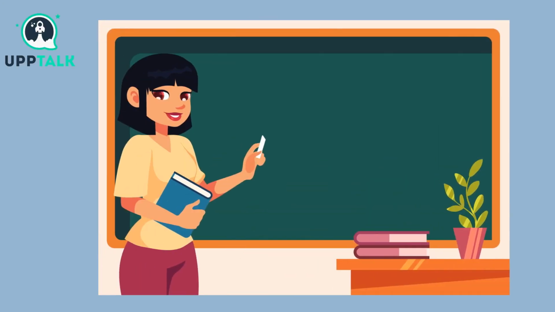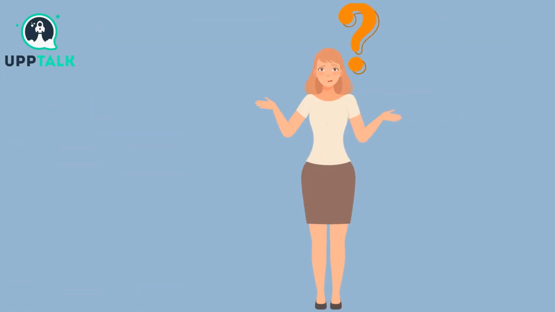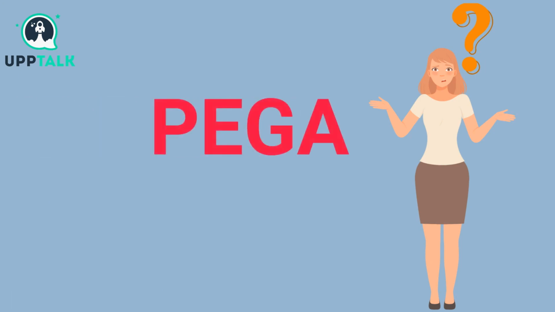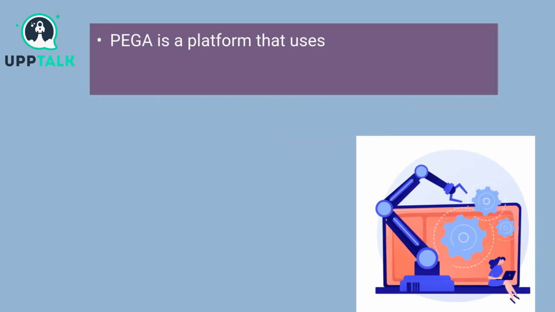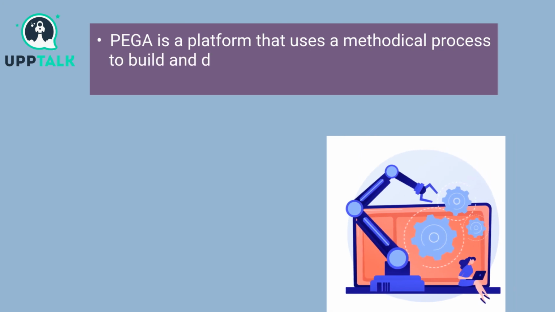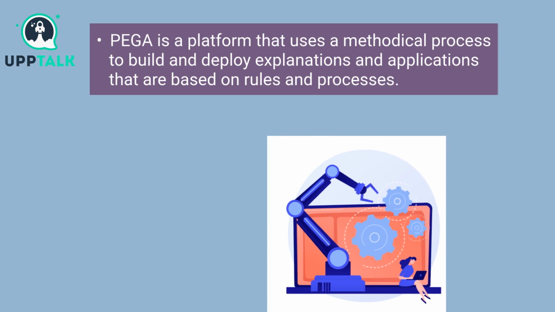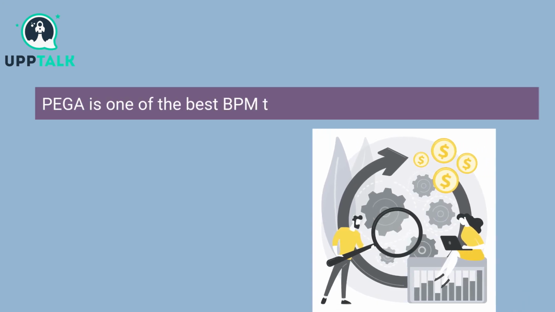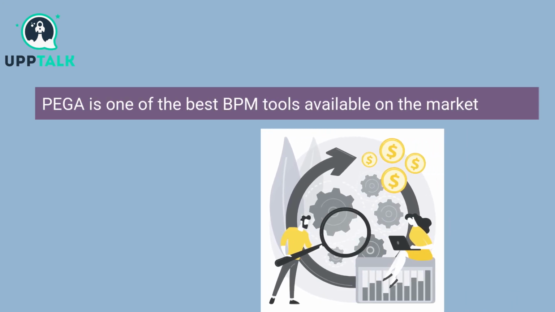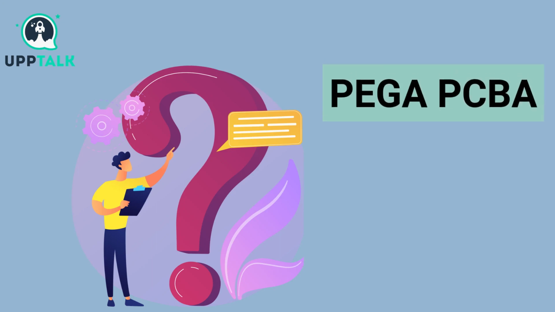This video is about the Pega PCBA. First of all, let's figure out what Pega is. Pega is a platform that uses a methodical process to build and deploy explanations and applications that are based on rules and processes. Pega is one of the best BPM tools available on the market today. Let's find out about Pega PCBA.